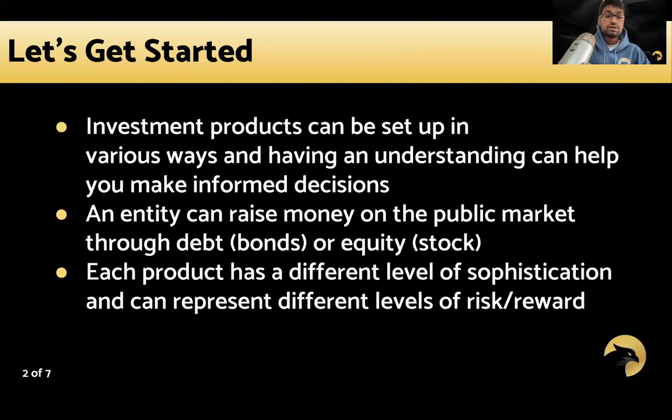Now let's get started. Investment products can be set up in various ways, and having an understanding can help you make informed decisions. An entity can raise money on the public market through debt or equity. A lot of times, debt comes in the form of bonds, and equity comes in the form of stock. Now, each product has a different level of sophistication and can represent varying levels of risk and reward.